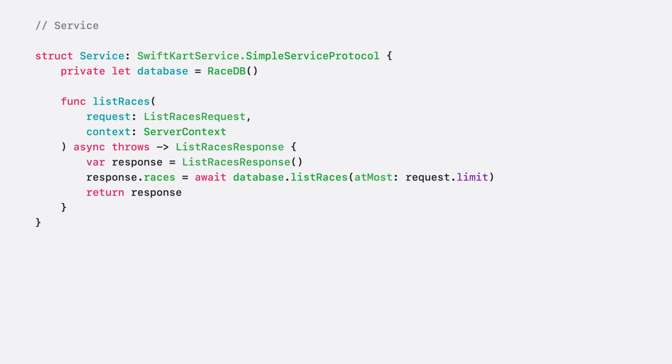The service is just a type that implements a protocol generated by the build plugin. You can see the ListRaces RPC I implemented earlier. It's an async function which takes a request and returns a response. Implementing it is just a matter of querying the database for races, populating the message, and then returning it.